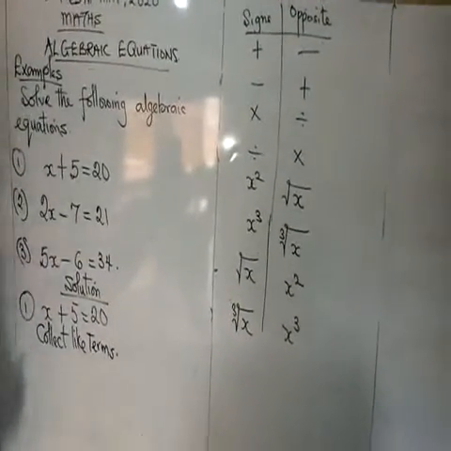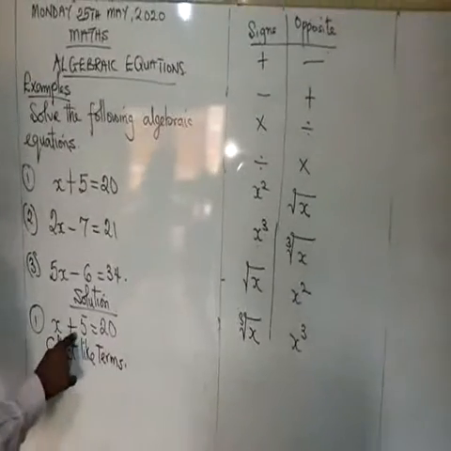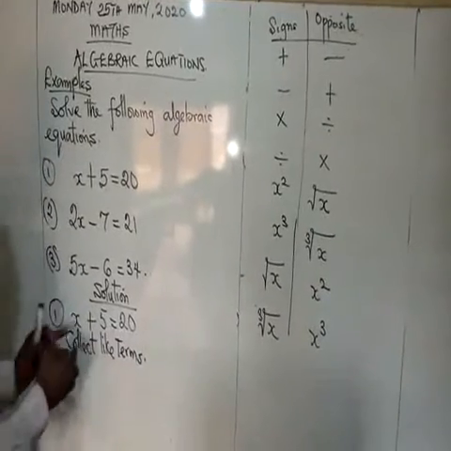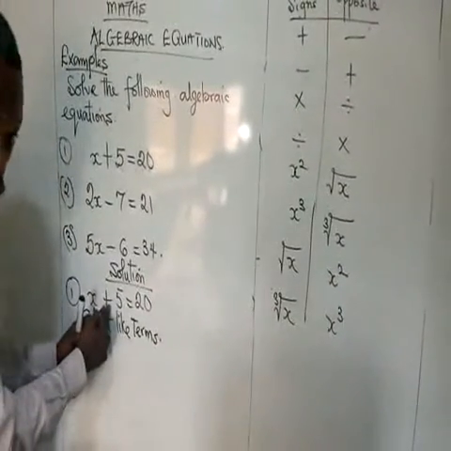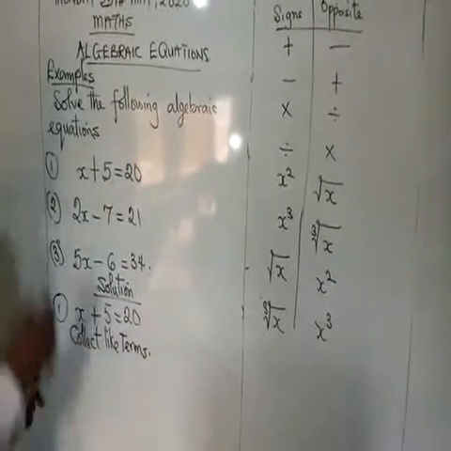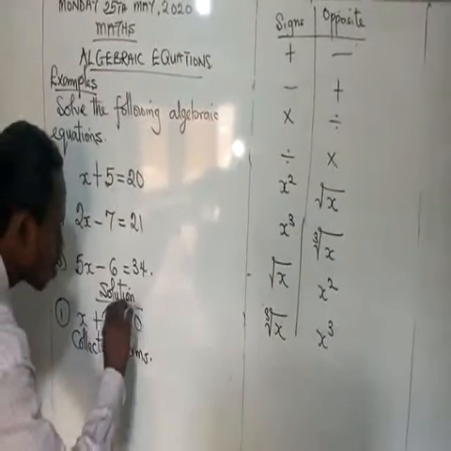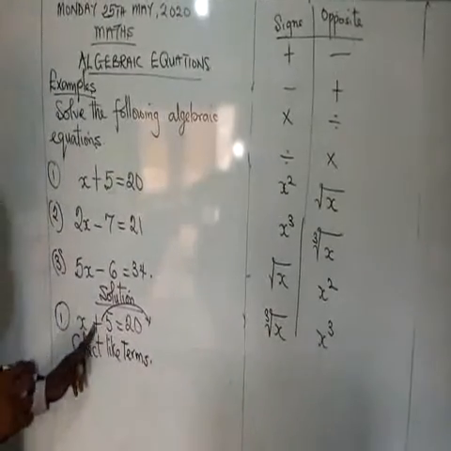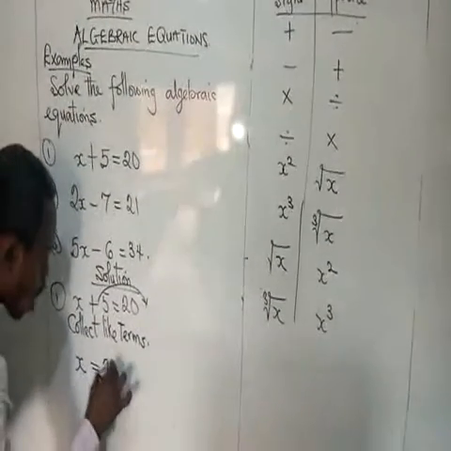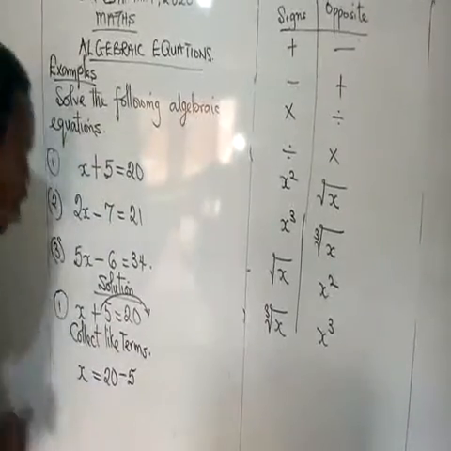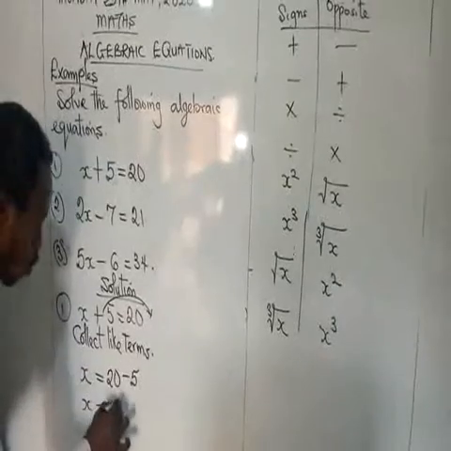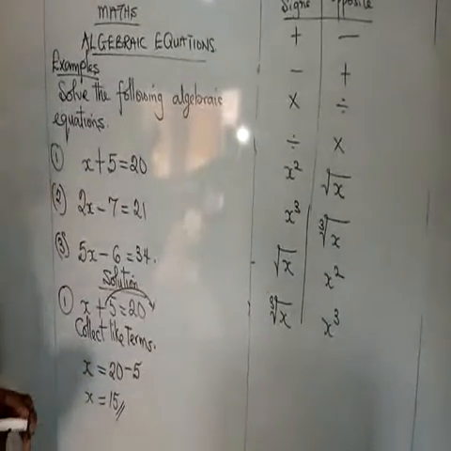Now, let's look at this. To collect like terms, you have to move this 5 to the other side where you have 20. Now, there's a sign here. What's the sign? Plus, right? The opposite of plus is what? Minus. When you move this sign to the other side, the sign will change to the opposite, which is minus. So you have x equals 20 take away 5. Now, your x is what? 20 minus 5 will give you what? 15. I believe we all understand.